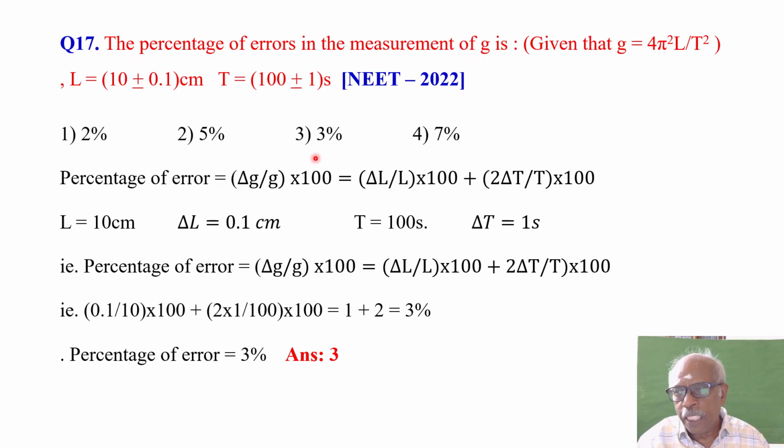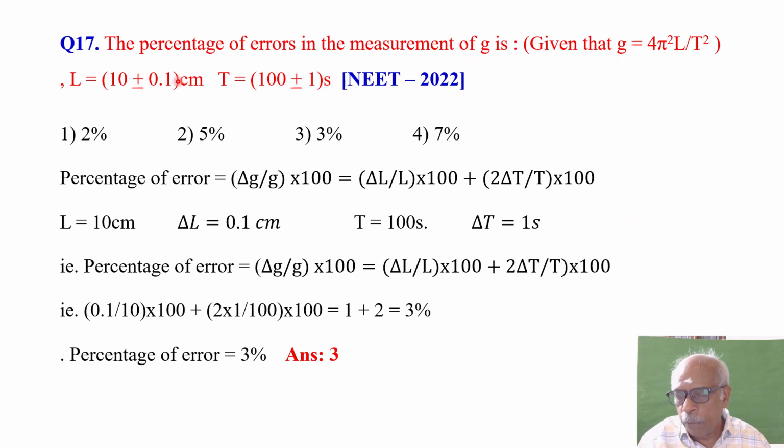2%, 5%, 3%, 4%. So it has been given that the formula for G is 4 pi squared L divided by T square. You cannot measure acceleration due to gravity directly. Only by measuring the value of L and T, you will be able to calculate the value of G. So the error in measurement of L, that is length, is 10 plus or minus 0.1 centimeter.